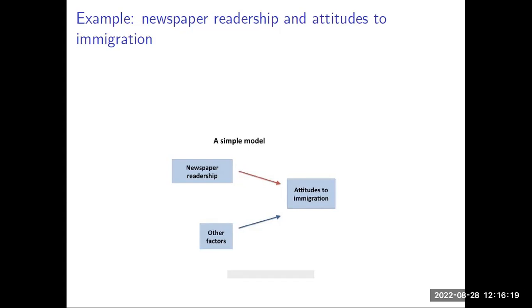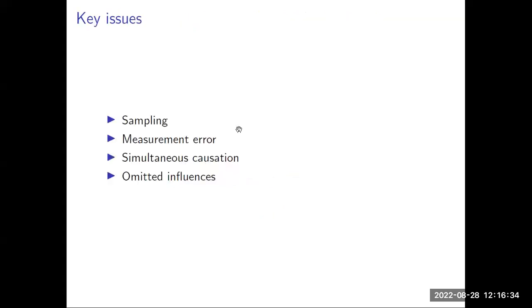The more you read the news, the more you watch the news, the higher the likelihood that you develop some kind of attitude towards immigration or migration. You just basically feel that it is right or wrong. That's basically the idea here. So this is what the modeling does. The key issues here are sampling.